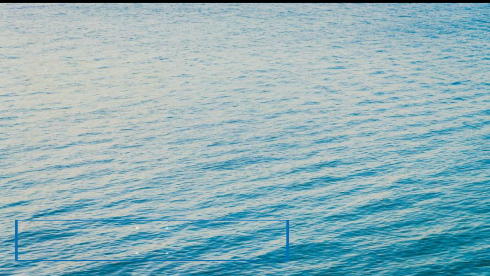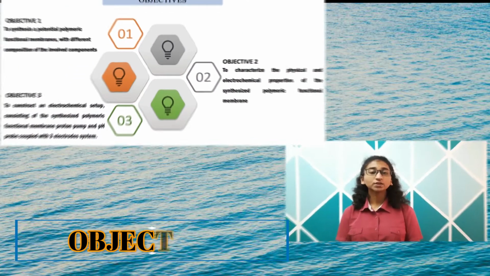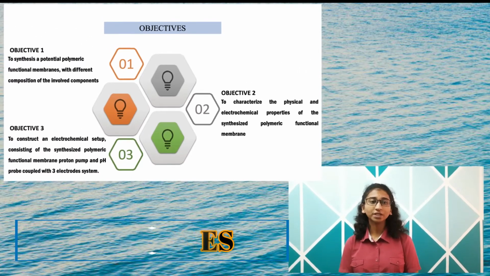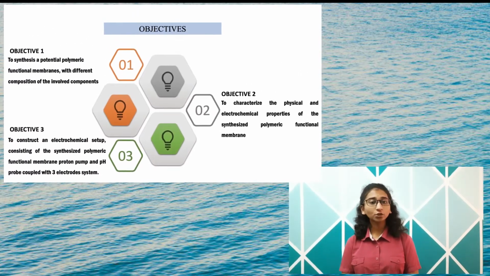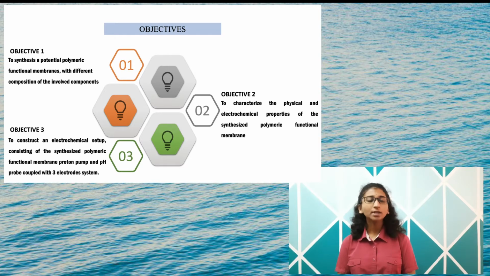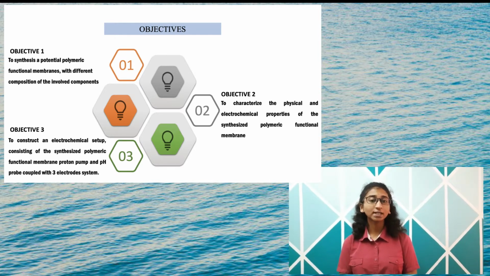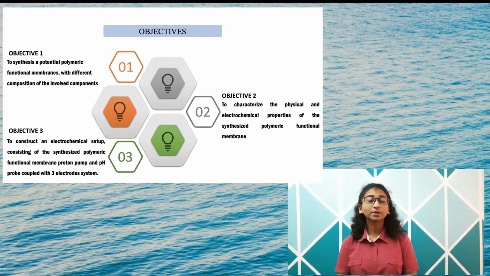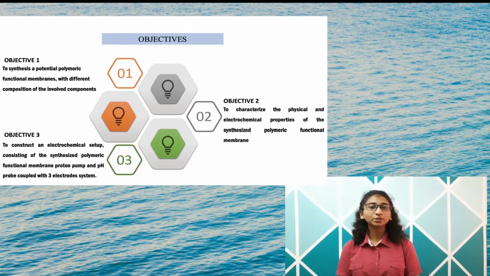The objective of this research work is to synthesize a potential polymeric functional membrane with different compositions of the involved components. The second objective is to characterize the physical and electrochemical properties of the synthesized polymeric functional membrane. The third objective is to construct an electrochemical cell setup consisting of the synthesized polymeric functional membrane proton pump and pH probe coupled with a 3 electrode system.